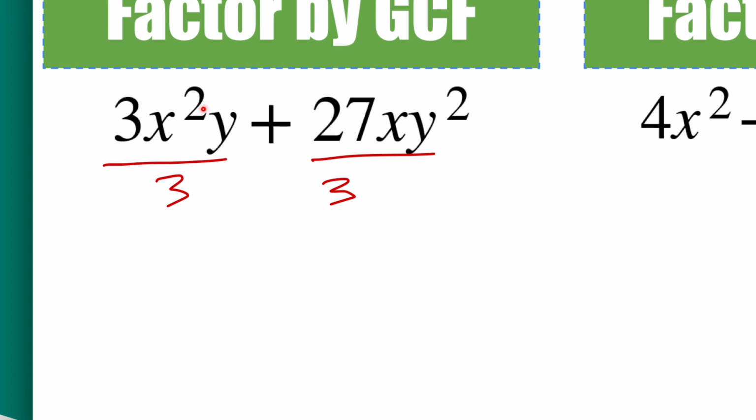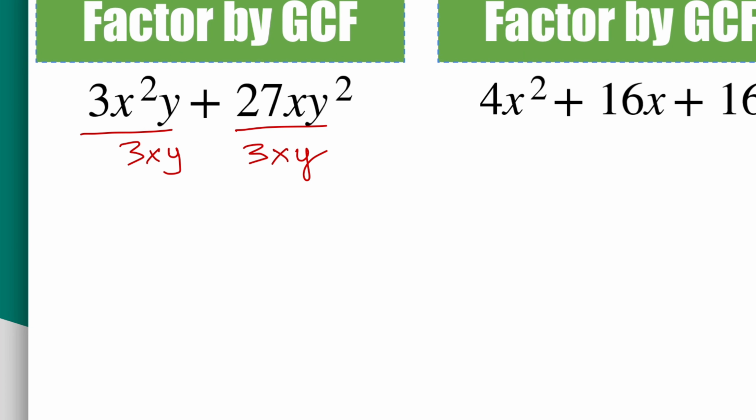Then I go to my variables. I see an x squared and an x. Obviously, we can't take two x's out of an x, but we could take an x out of two x's. So x makes it into our greatest common factor. It's the same thing with y's. We have y to the power 2 and we have y, so we can take out a y from both of these. So 3xy is our greatest common factor.